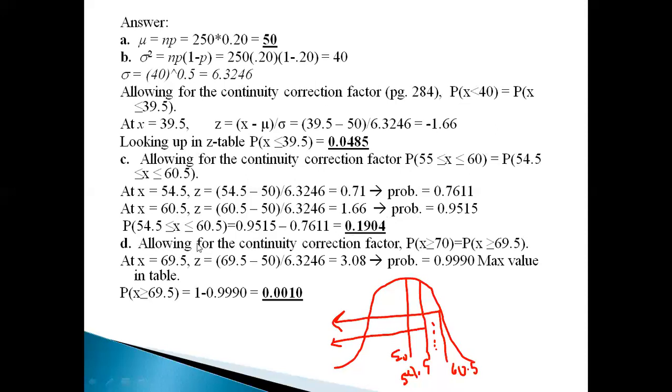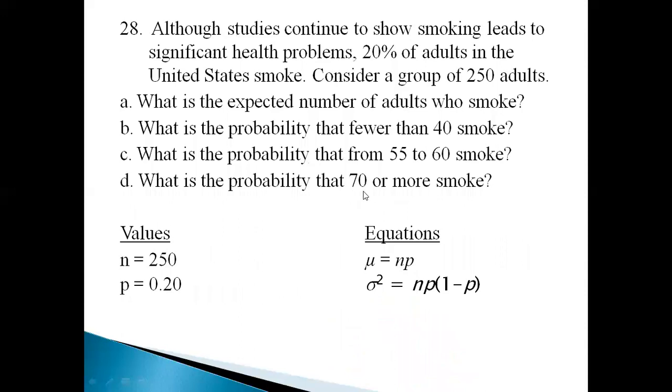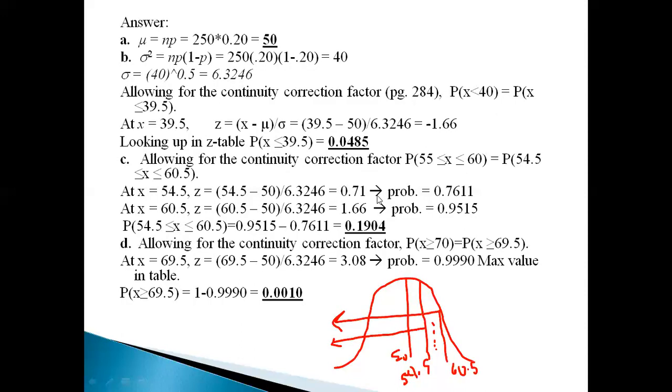Now, once again, for part D, what is the probability that 70 or more smoke? Well, we can't find it for exactly 70, but let's go for 69.5. So we plug that in, we get 3.08. Now, the probability in the table is going to be off the charts. The highest number in the table is 0.9990, and that's our max value because it really only goes up to 3.0. So that's going to be basically that. And so greater than that value is going to be 1 minus 0.9990, and that's going to be 0.001.